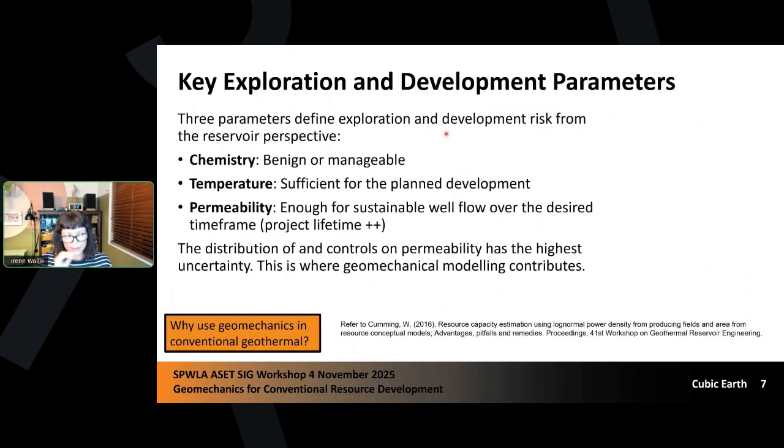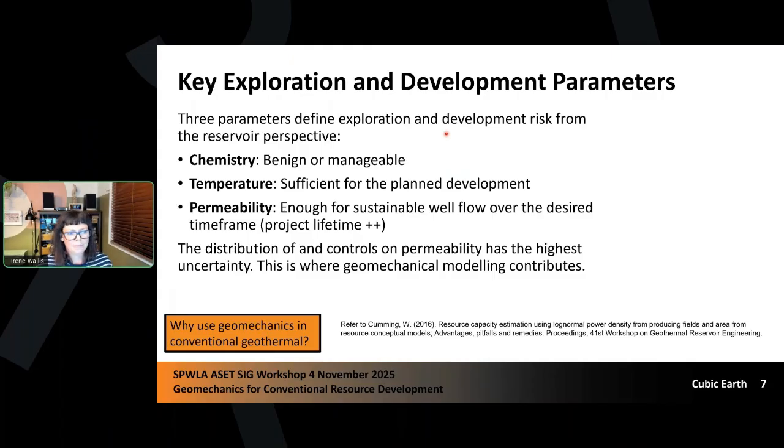And when you seek to explore and then develop systems like this, you've got three key elements of risk that you're trying to manage. So one is geochemistry. You want it to be benign or manageable. And so what that means is you don't want to be developing an acid volcanic system, or you need to generate the technology in order to manage that sort of issue. There needs to be sufficient temperature for that planned development, whether you're lower temperatures with pumping fluids or higher temperatures. So whatever you're doing, you're matching to the development.